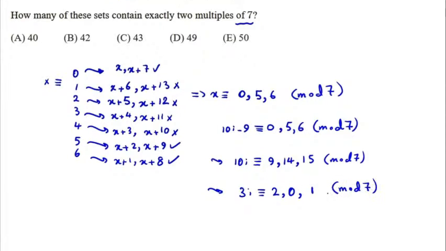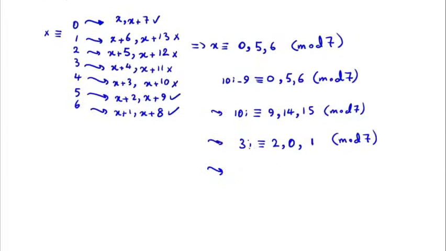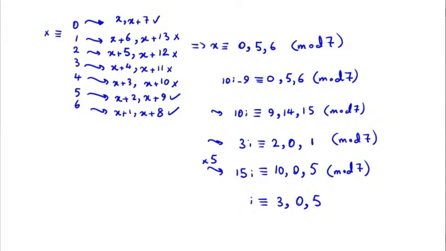Now I multiply both sides. You can multiply by 2 or I multiply by 5. Why? Because I want to find i, and 5 times 3 is 15, and 15 mod 7 is 1. So it will be 10, 0, 5 mod 7. 15 mod 7 is 1, so i mod 7 is 3, 0, and 5. So these numbers are important.